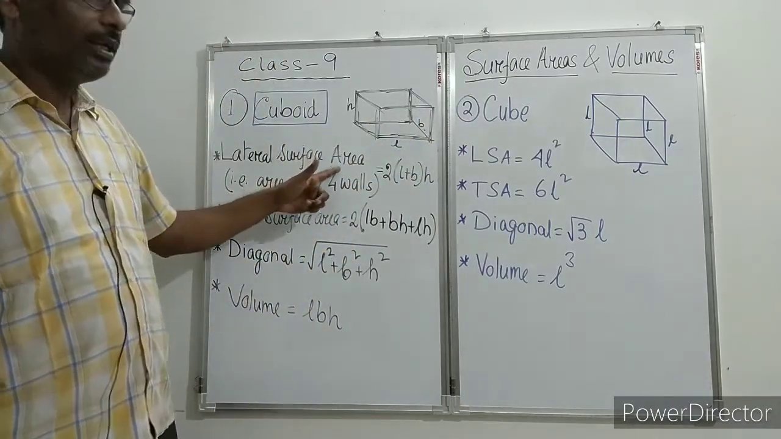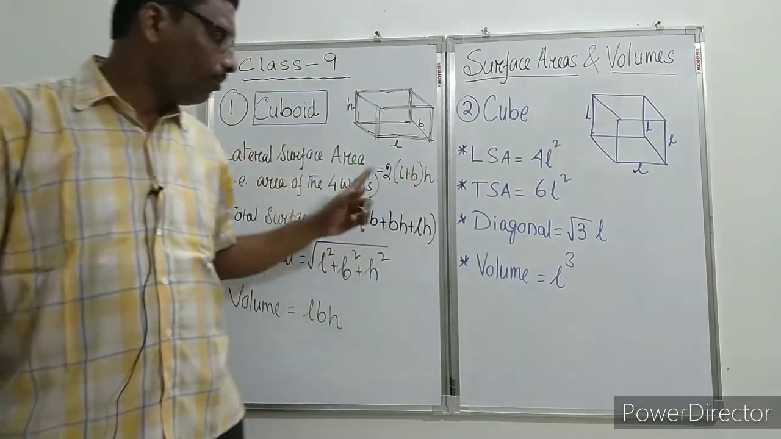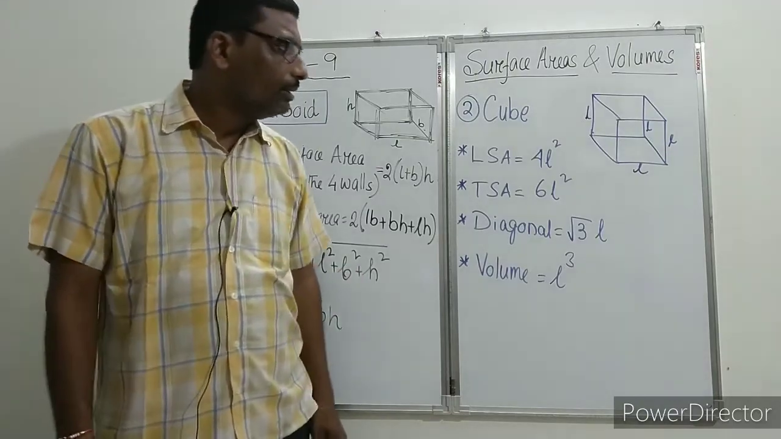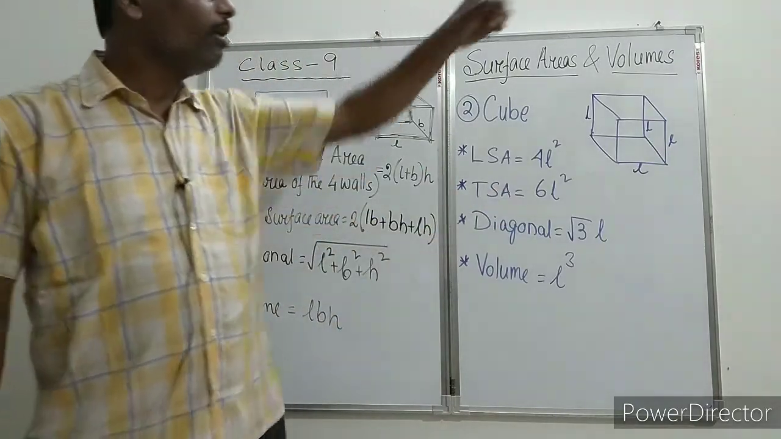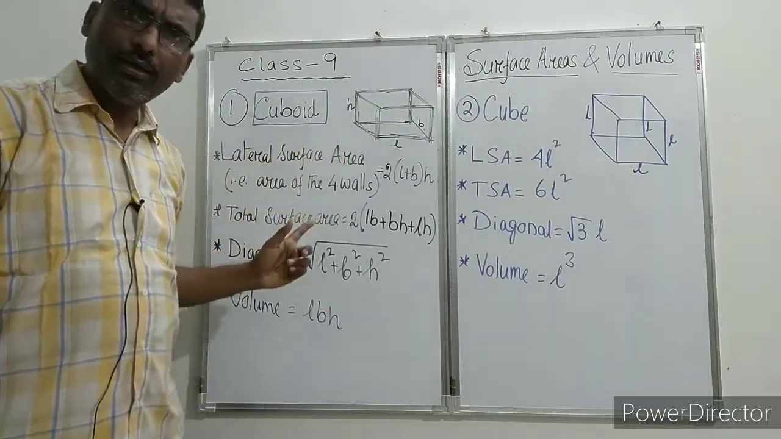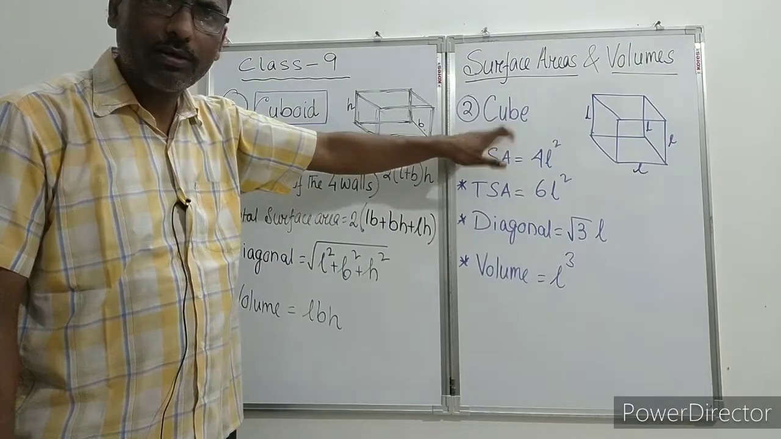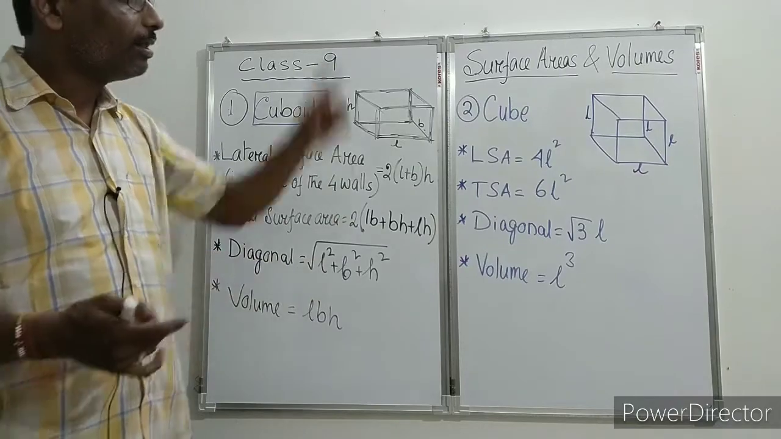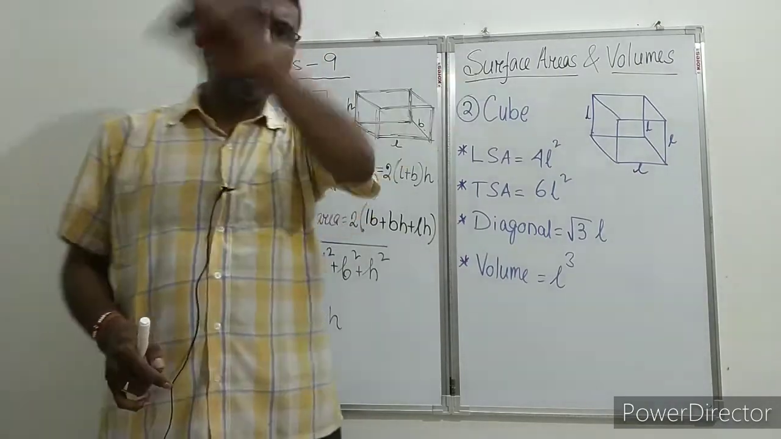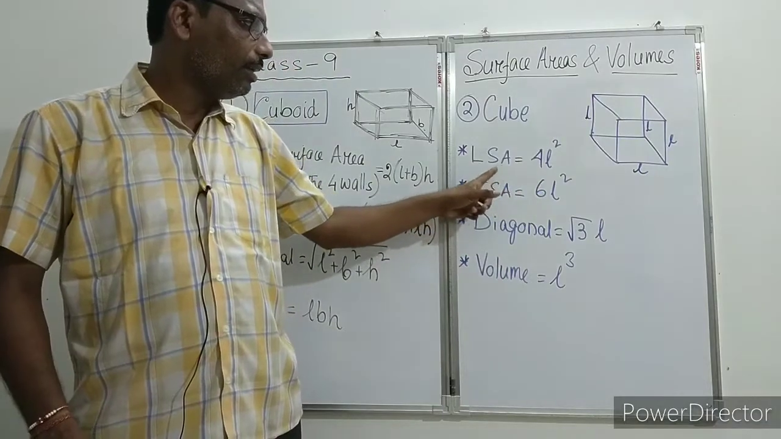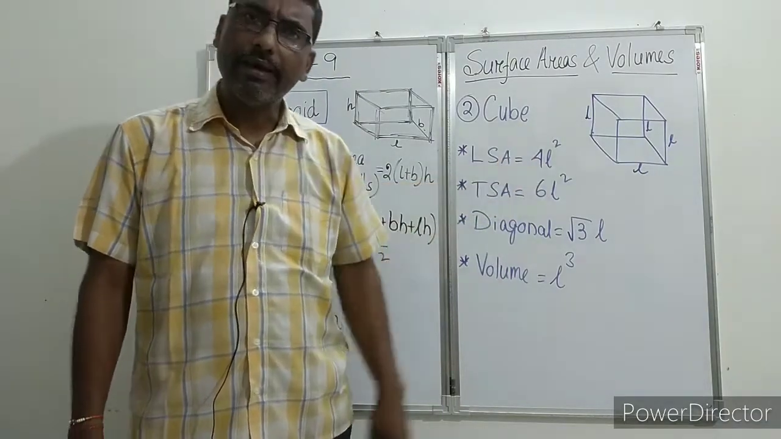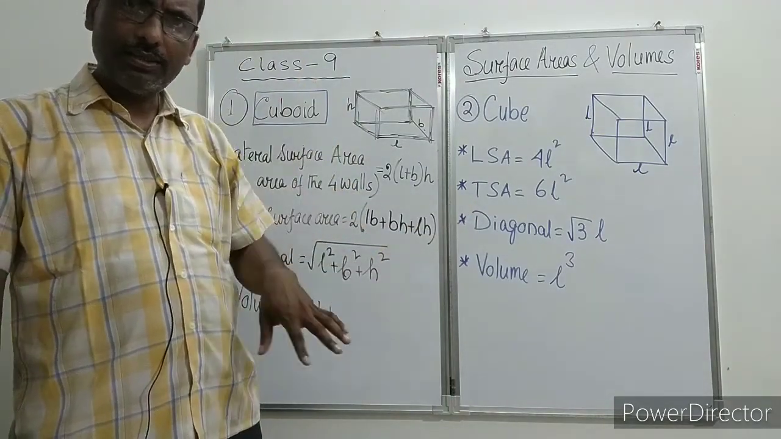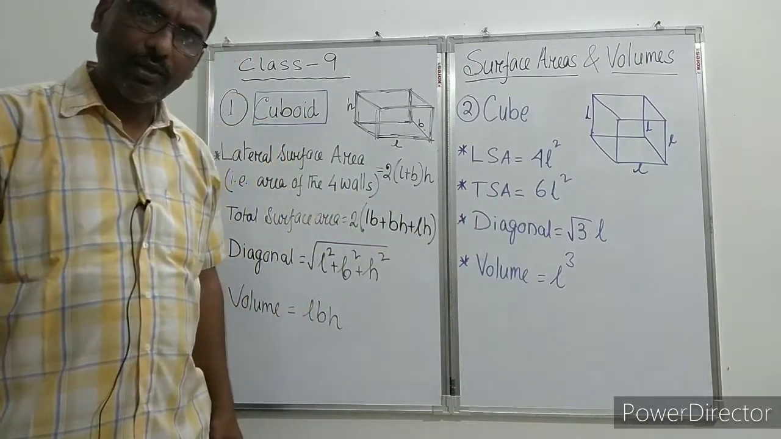Lateral surface area was the area of the four walls. Earlier the walls were rectangular: L into B, B into H, L into H. And this time all equal. So cube means every side is a square. Length, breadth, height if same, then one side will become a square. So four walls means 4 squares. So the lateral surface area will be equal to 4L square. Similarly, total surface area, 6 faces are there. It will become 6L square.